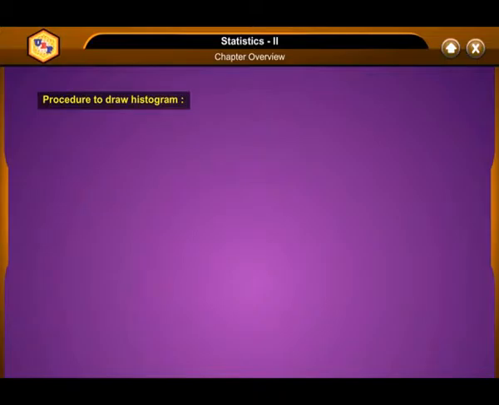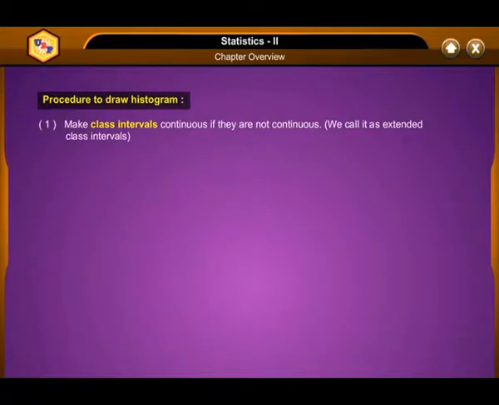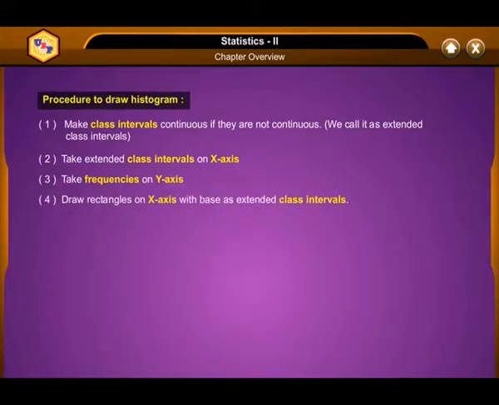Procedure to draw a histogram. Make class intervals continuous. If they are not continuous, we call them extended class intervals. Take extended class intervals on the x-axis. Take frequencies on the y-axis. Draw rectangles on the x-axis with the base as extended class intervals. Take the height of the rectangles proportional to the corresponding frequencies.